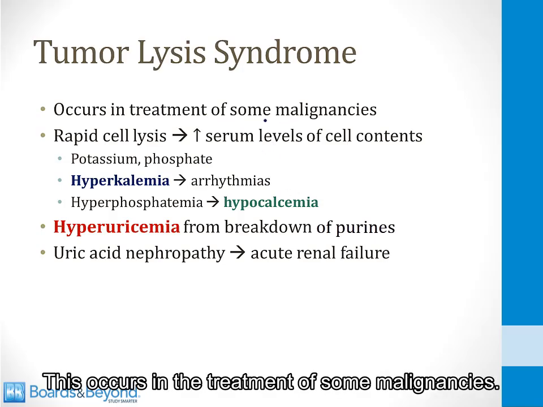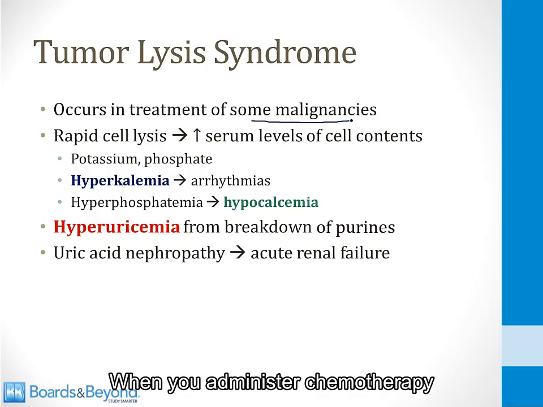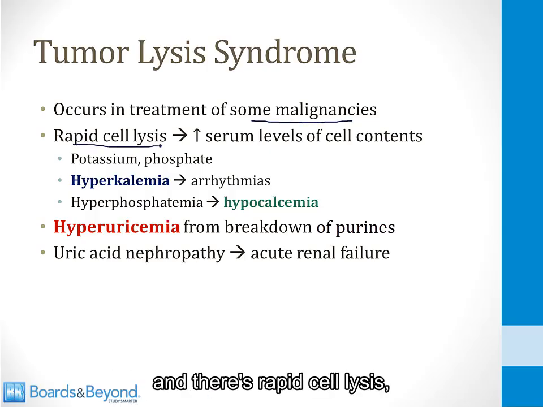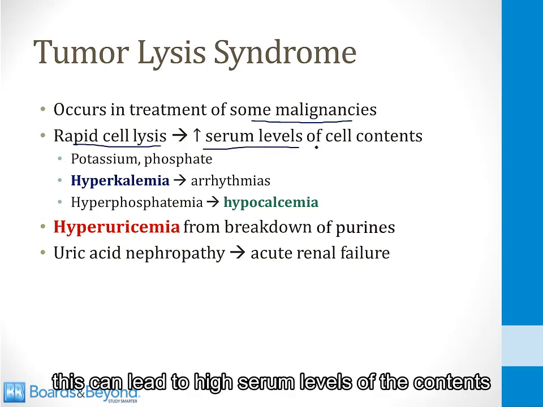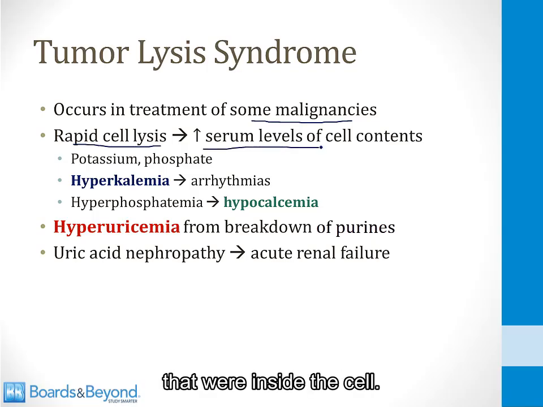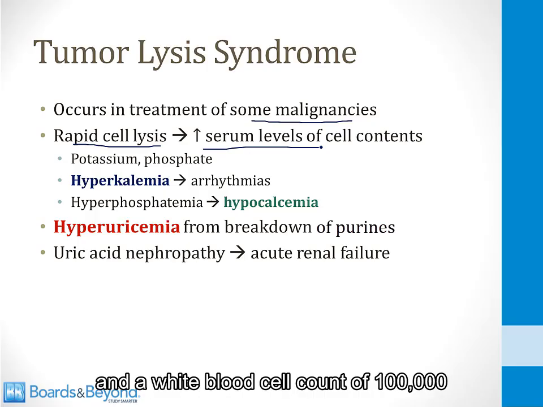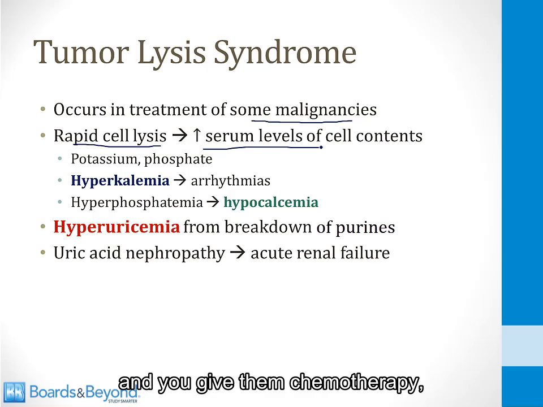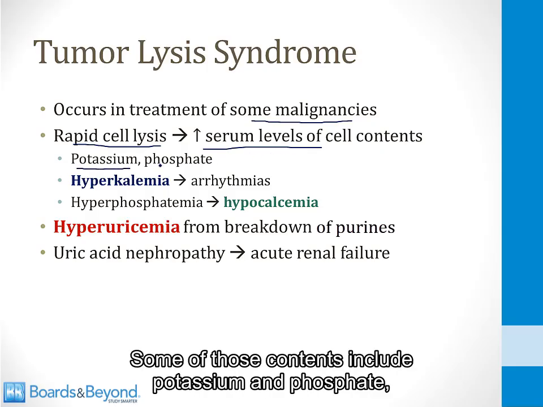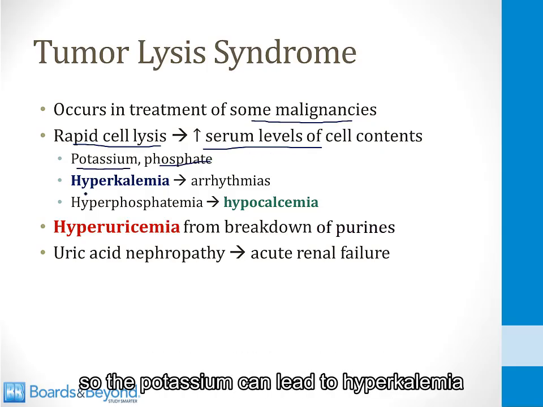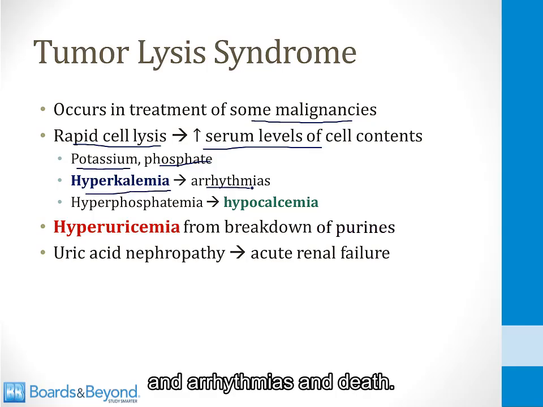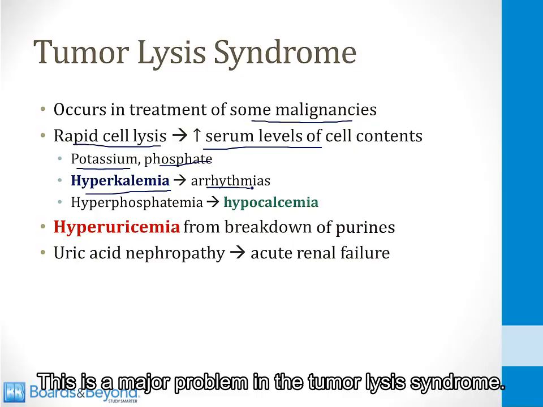This occurs in the treatment of some malignancies. When you administer chemotherapy and there is rapid cell lysis, this can lead to high serum levels of the contents that were inside the cell. So for example, if a patient has leukemia and a white blood cell count of 100,000 and you give them chemotherapy, all those white blood cells start to die and they spill their cell contents. Some of those contents include potassium and phosphate. So the potassium can lead to hyperkalemia and arrhythmias and death. This is a major problem in the tumor lysis syndrome.